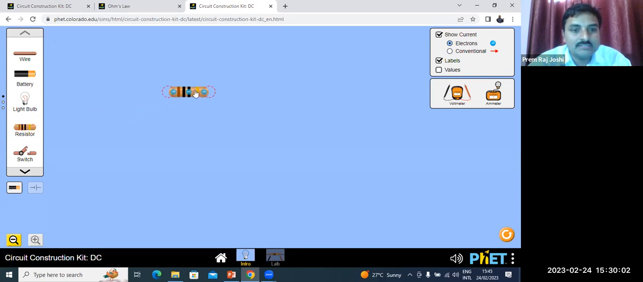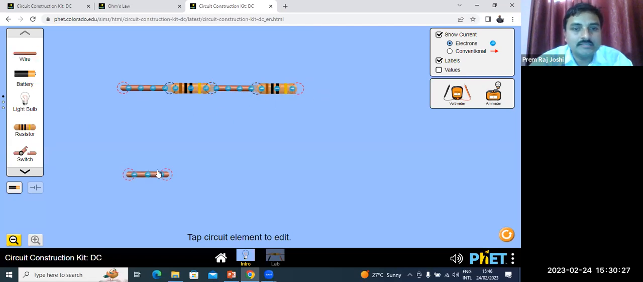For example, I have taken one resistor here. I have connected this with a wire. This one is the wire. We can just increase its length as per our desire, depending on how big or small the circuit is. So now I have taken this another wire. Now I take another resistor. For instance, I'm just taking two resistors only, right? So again, I have connected this with this wire.